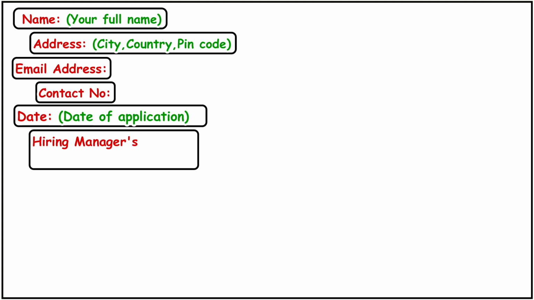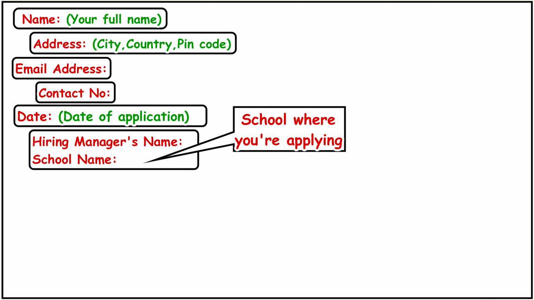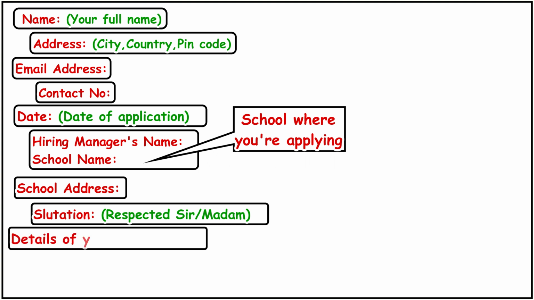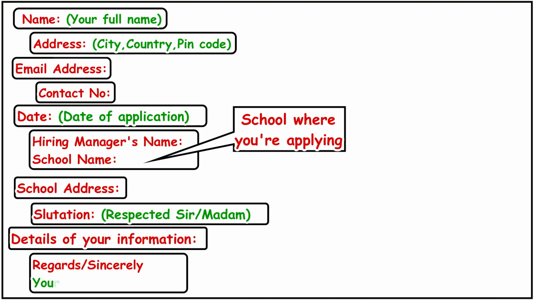Then write down the hiring manager's name and then the school name. Note that it is the school where you're applying. Then the school address, and then comes the salutation, like respected sir or madam. Then the details of your information. And at the end, write down regards or sincerely, your name and your signature. So friends, this is the complete format of your job application. Let's check out an example.